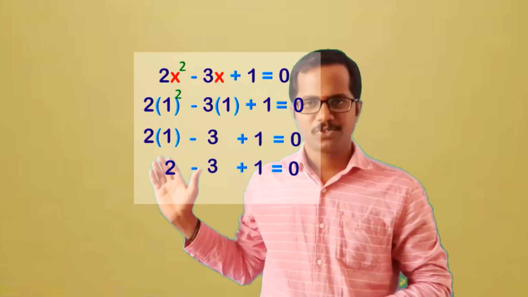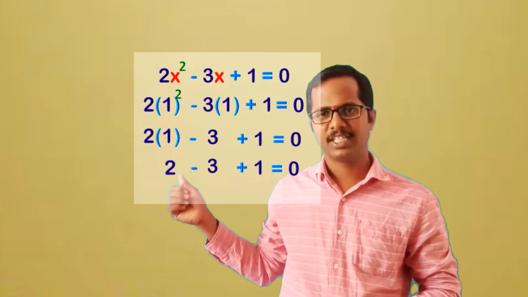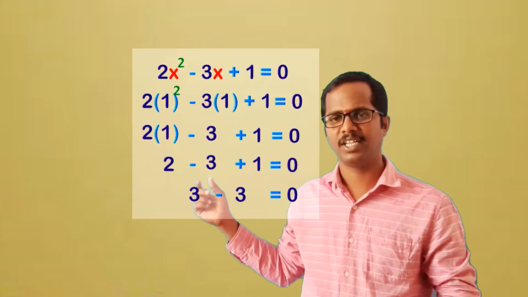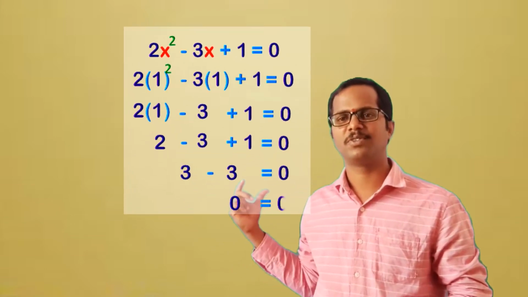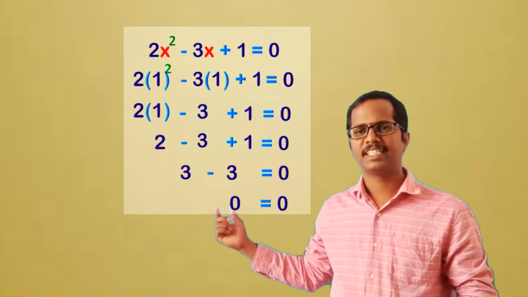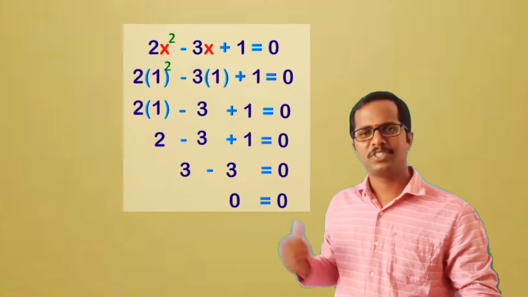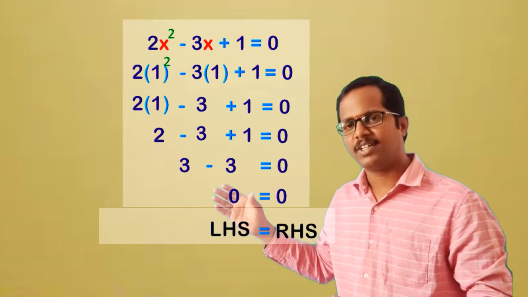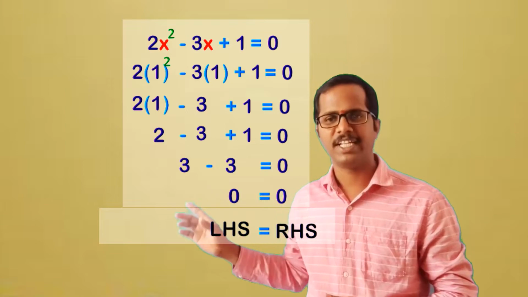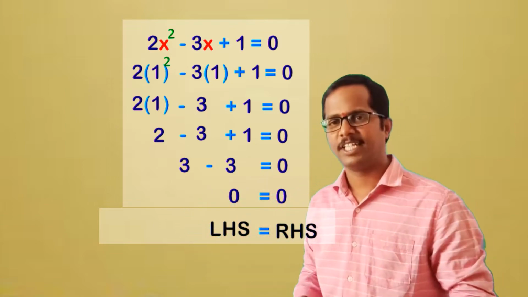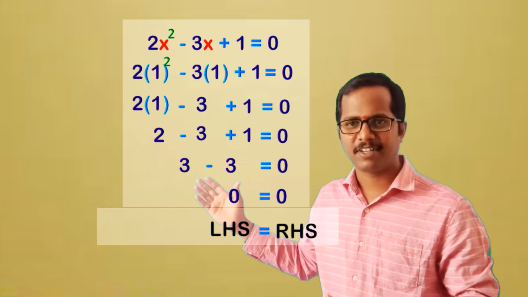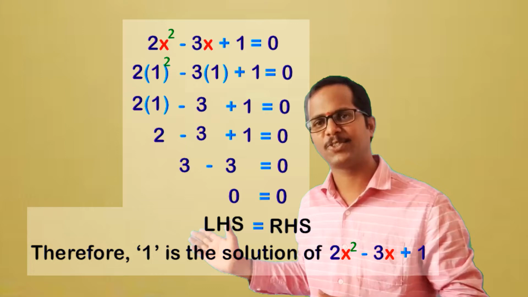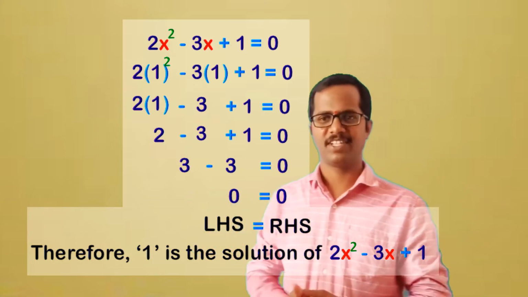Here 2 and 1 are positive numbers. By adding them we get 3, and the minus 3 is the negative number. 3 minus 3 equals 0. By simplifying 3 minus 3 we get 0, which equals 0. So if you observe, both LHS and RHS parts are equal to 0. That means we get LHS equals RHS. So the real value 1, when substituted in the place of x, makes the LHS and RHS parts of the given quadratic equation equal. Hence we can say 1 is the solution of the given quadratic equation.